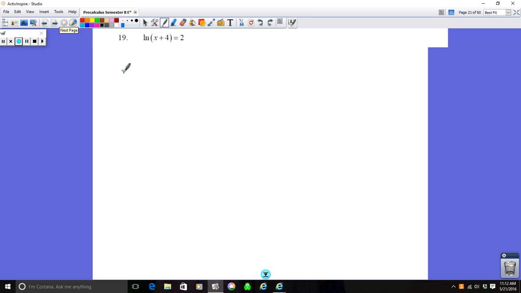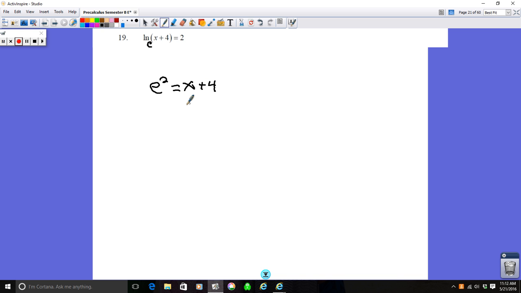All right, here we have ln. There's nothing I can simplify on it. And again, once I'm stuck in ln or log form, you make it an exponent. This base is e. It's not showing up. So this is e to the power of 2 equaling x plus 4.